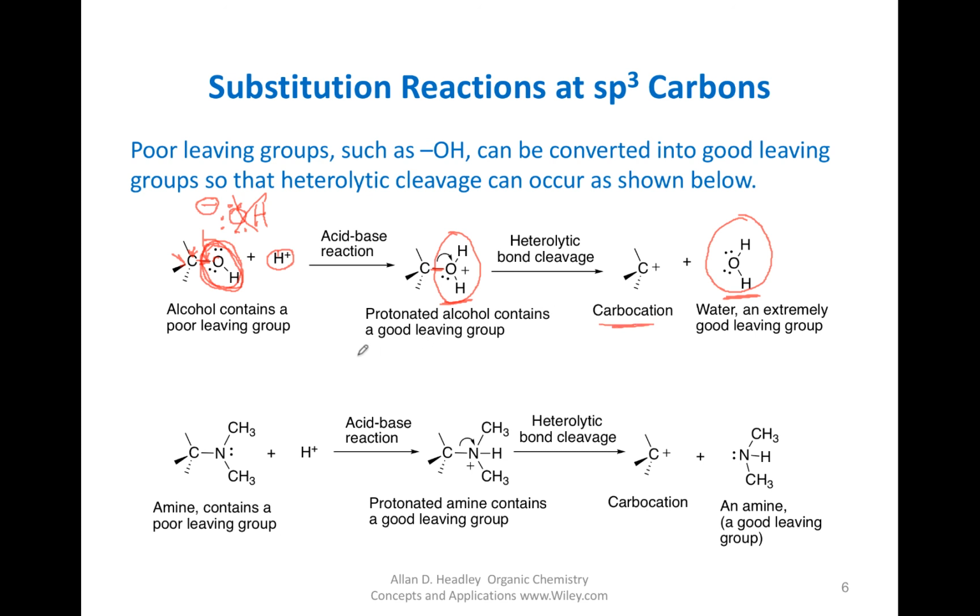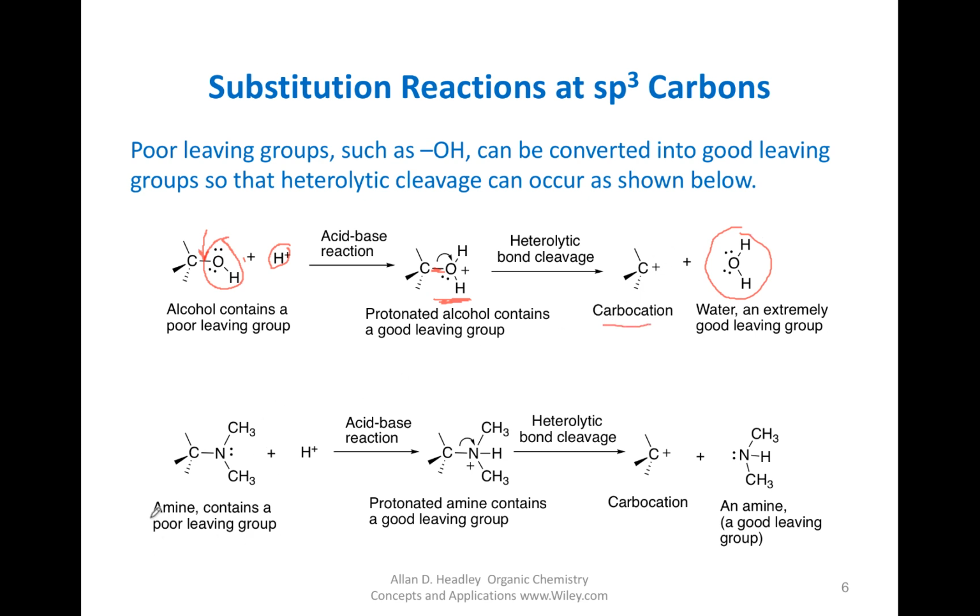So bottom line is, if we have a poor leaving group such as the OH, let me clear that so you can see it. If we have a poor leaving group such as the OH, this bond will not readily break, even though it is a polar covalent bond. But if we protonate that to convert it to a better leaving group, it will now break to give water as the leaving group and a carbocation.